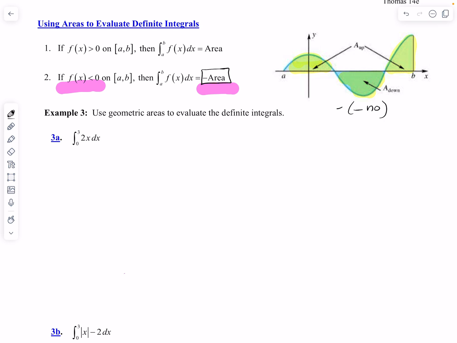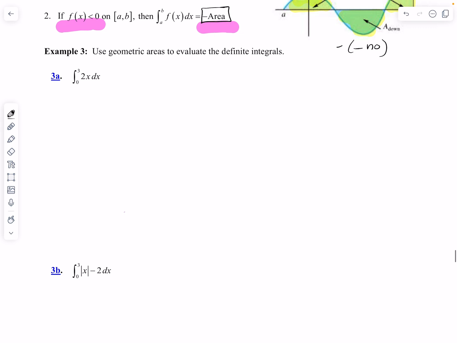So before we start using this, we're going to use geometric areas to evaluate definite integrals. So let's look at 3a together. It says, hey, I want you to find the integral from 0 to 3 of 2x dx. So my function is 2x. My integration is from 0 to 3. Okay, so because it's telling me not to use the definite integral or take the integral, I'm going to draw this out.